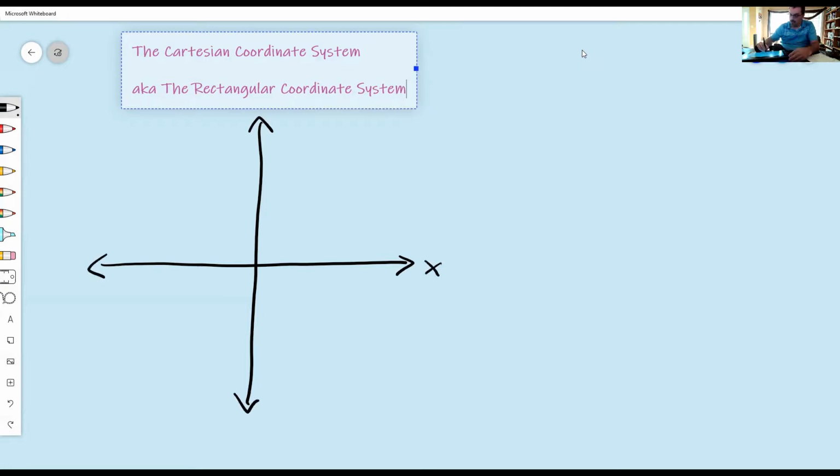We call the horizontal the x-axis, the vertical the y-axis. Again, just to be clear, that's the vertical. This is the horizontal.